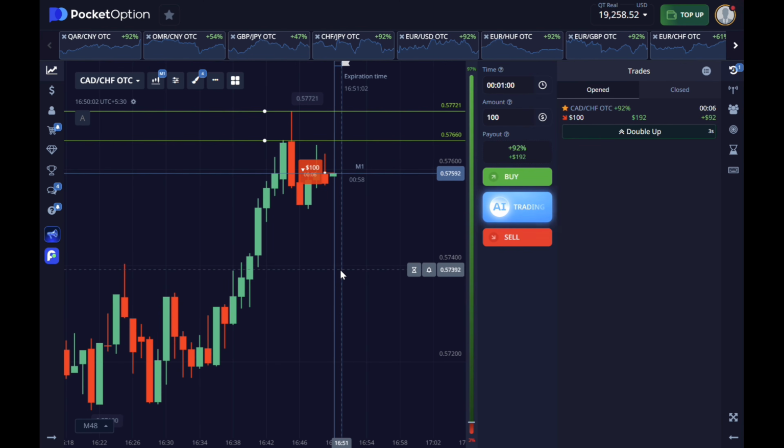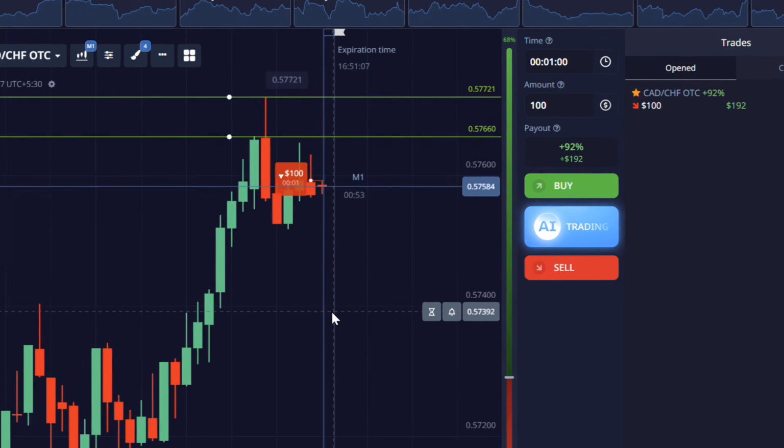So here I'll wait a little until this candle closes. So finally my trade here has ended in profit.